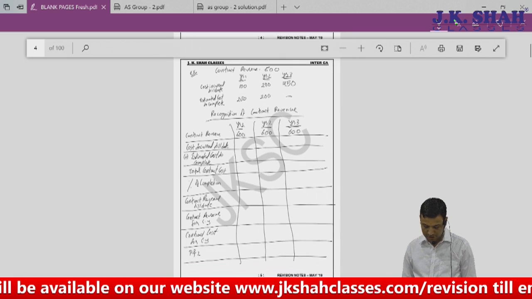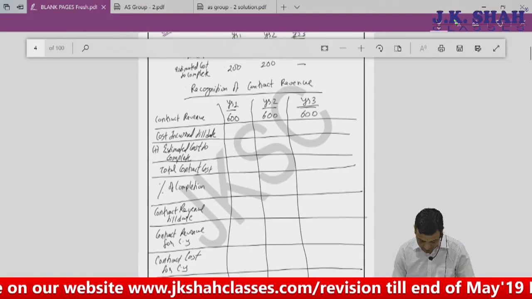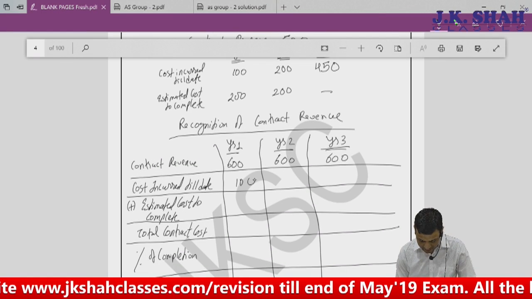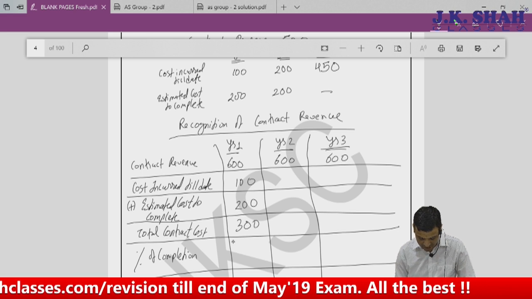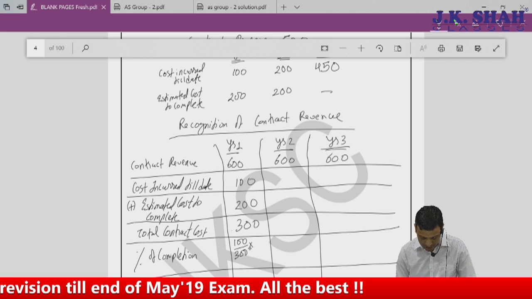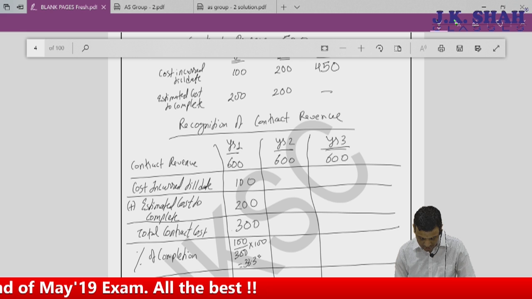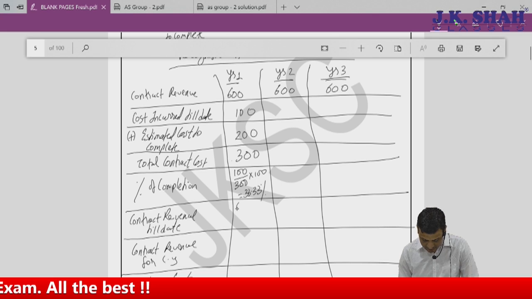So we have been given the information: contract revenue 600, cost incurred and all those things. Cost incurred till date is 100. I'm estimating that a future 200 will be incurred, so can I say my total cost is 300? What is the percentage of completion? Cost incurred till date divided by total contract cost into 100, so 33.33%, that is 1/3. 33% work is over. So how much revenue should I recognize? 600 into 33.33%, that is 200.